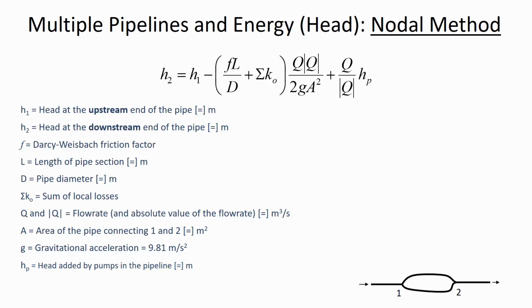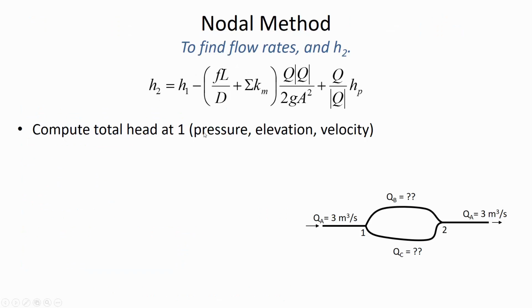So here are all the definitions of the energy equation that we've been talking about. We say that flow is from 1 towards 2. That assumption is built into this version of the energy equation. 1 and 2, that has meaning. Water flows from 1 towards 2.